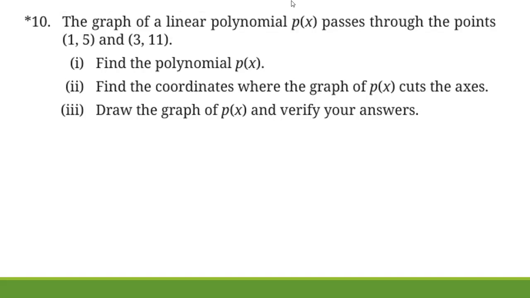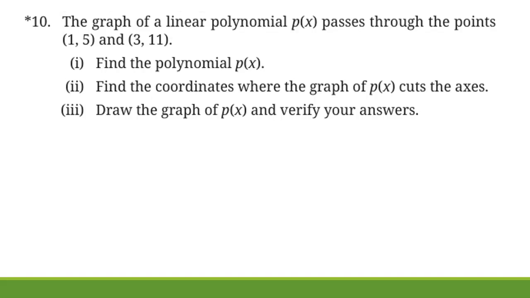Okay, so the 10th question says that the graph of a linear polynomial p of x passes through the points (1,5) and (3,11). There are three sub-questions. First, find the polynomial p of x. Second, find the coordinates where the graph of p of x cuts the axes. Third, draw the graph of p of x and verify your answers. So let us do them one by one.